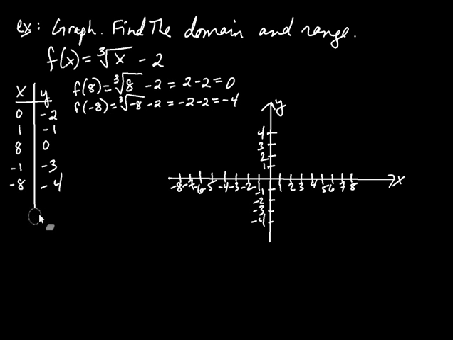Now, let's go ahead and plot the points that we have so far. So 0, -2, that would be right here. 1, -1. 8, 0, way out there. -1, -3, like so. And -8, -4, so maybe out here. And when you plot more and more points, you find points that lie along this curve. It goes like this, but then it does a little S shape right there, and then it continues on like that. So the graph is going to look something like that.